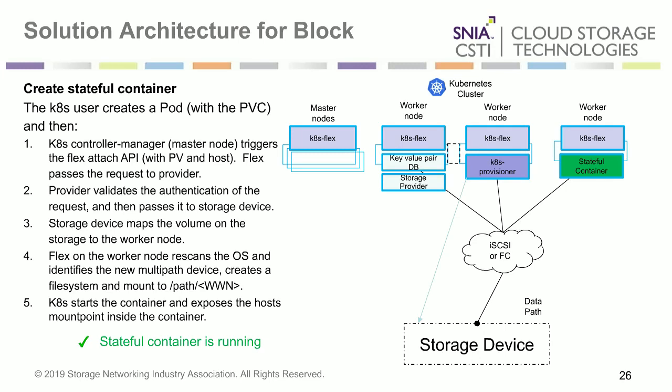The next thing I do is it's going to again validate the request is available, and then I'm going to map that volume to that worker node. Once that mapping has completed, the node is going to do a rescan of the OS for block, and it'll find a multipath device. In this case, it's a LUN, so it's going to create a file system on it and mount it to a path. In this example, it's just /path/worldwide name. It makes it pretty easy.